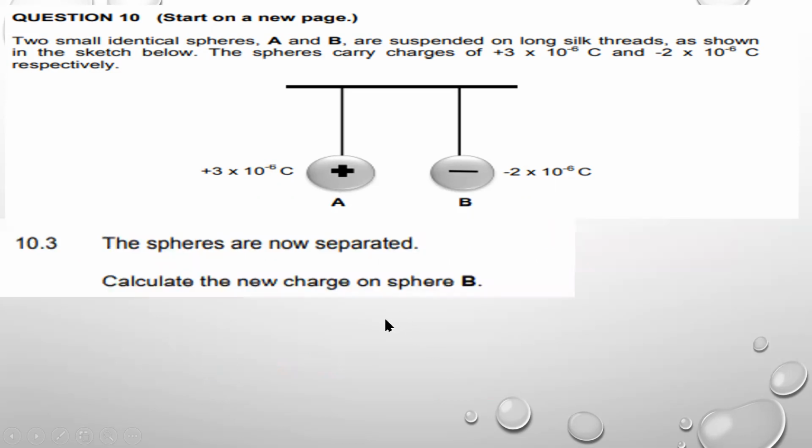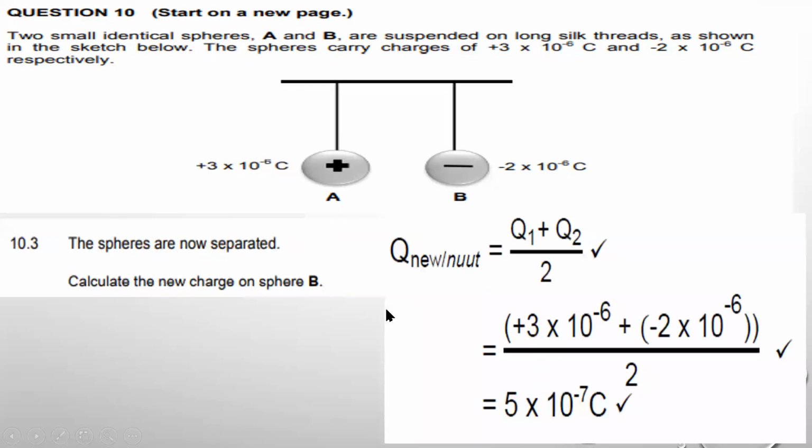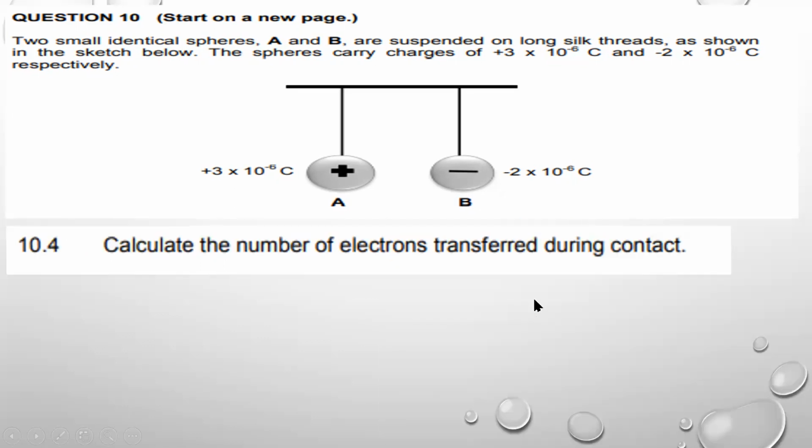Next question, calculate the new charge. How can we calculate the new charge, people? We can use Q1 plus Q2 over 2. You are adding two charges and dividing by 2, getting the average. This is the final charge, not the total. If they ask you for the total charge, it is Q1 plus Q2 only. But if they ask you for the new charge for each, just add and divide by 2. Another name is final charge.